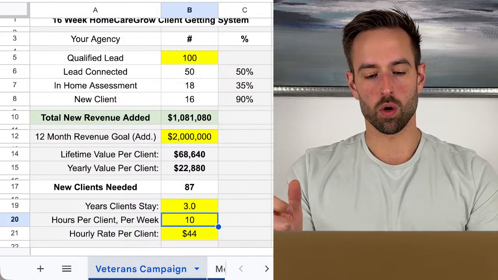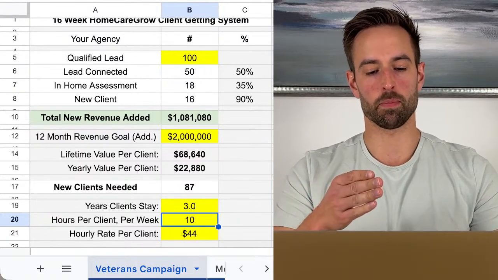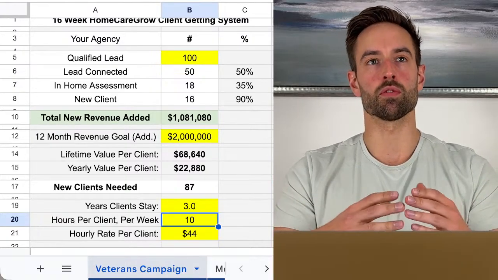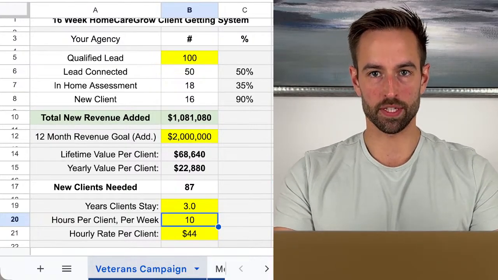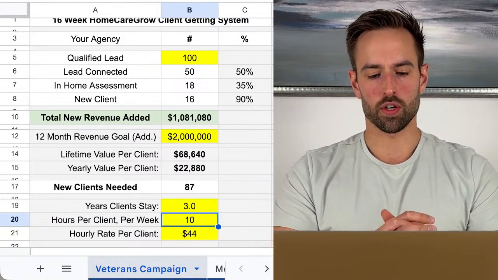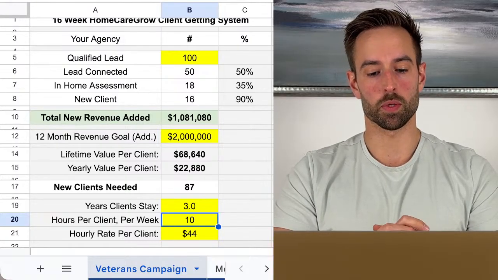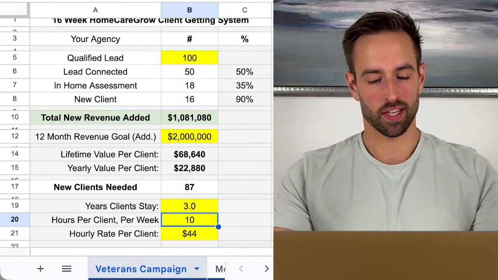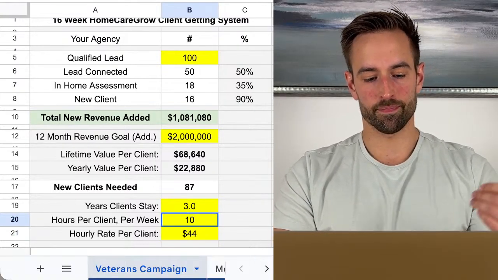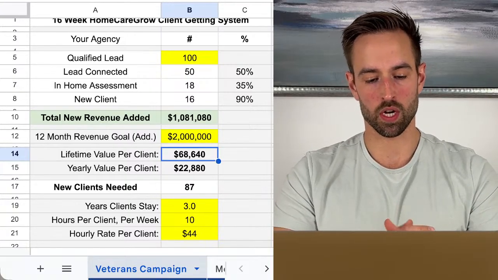Now, the thing that is lower is hours per client per week. We do find, because we're targeting people at the very beginning, people that don't even know they qualify for VA benefits, in a lot of cases, they'll start at 10-ish hours a week, but they'll just stay forever, which is nice. And I say forever, right? Like, we're going to base it off 3 years. So let's just say it's $44 an hour, 10 hours a week. That puts LTV, or lifetime value per client, at about $68,000.